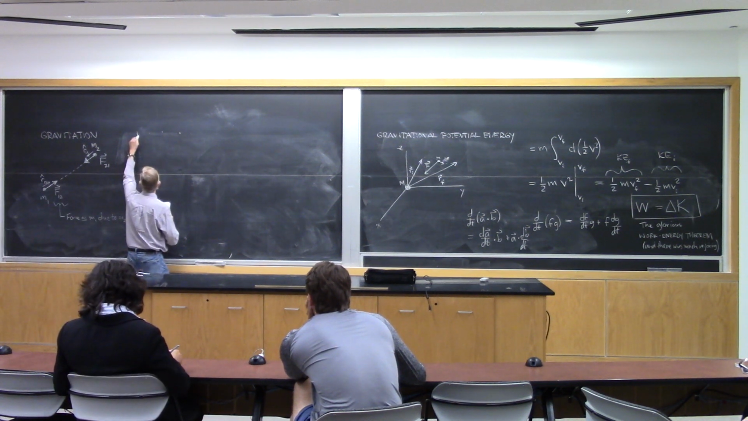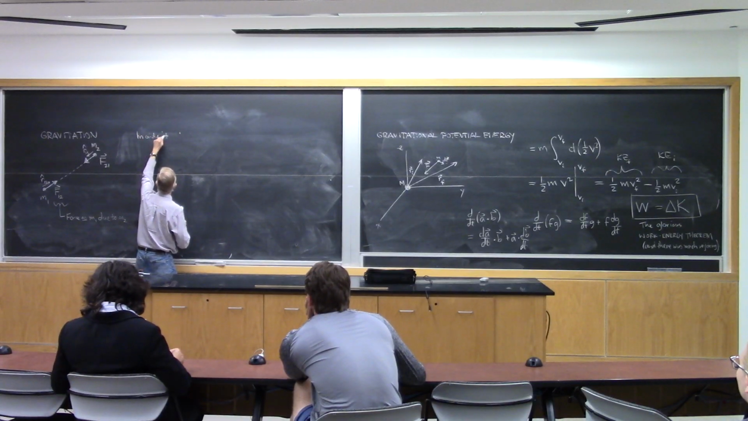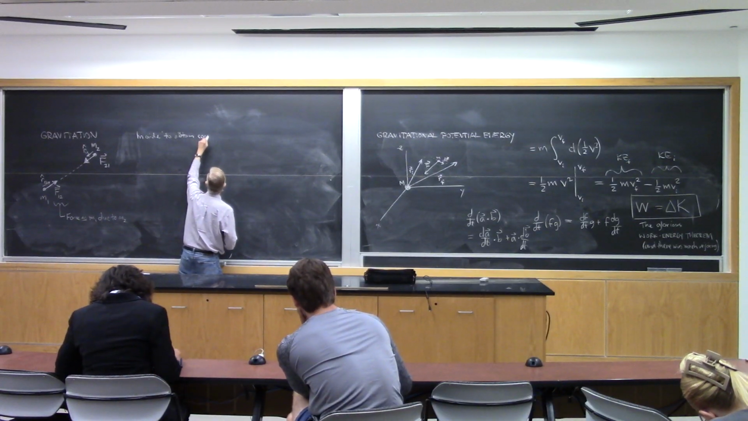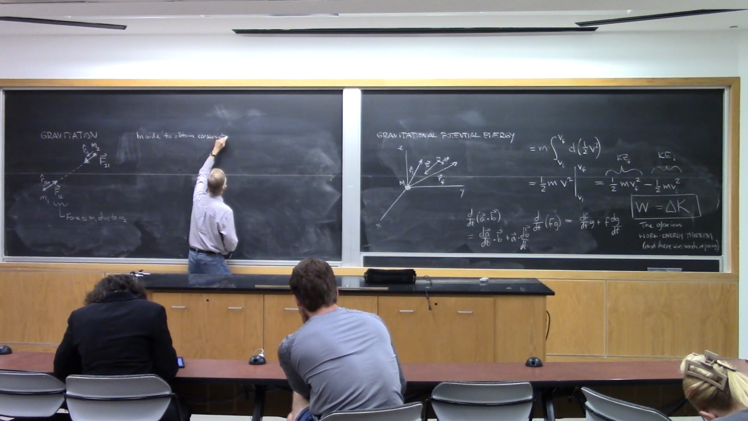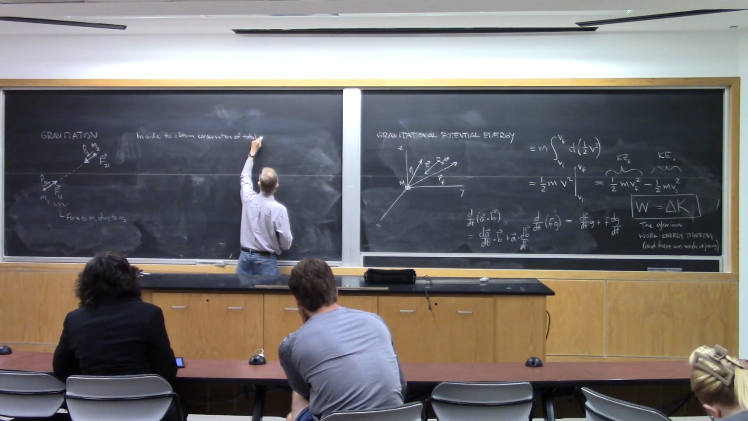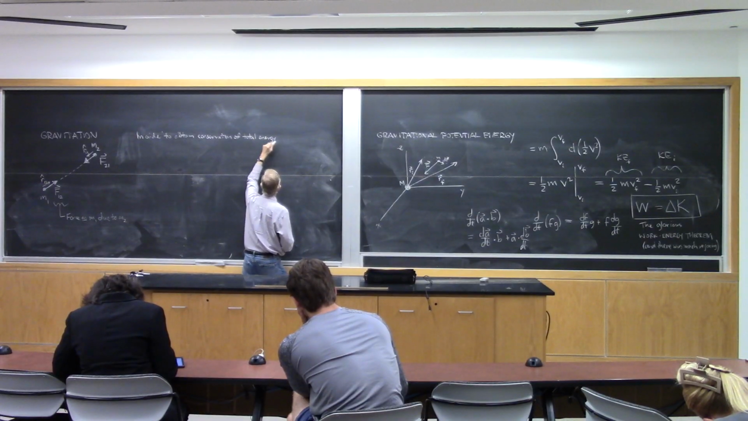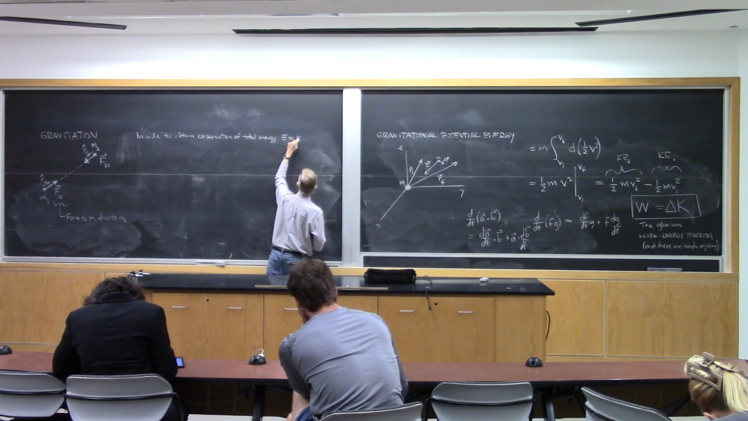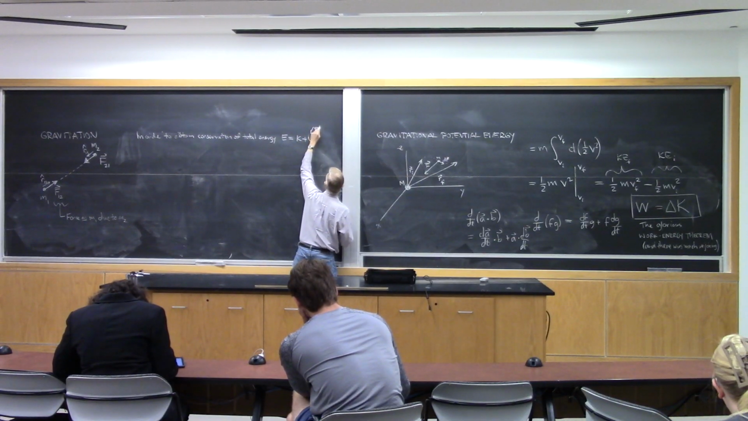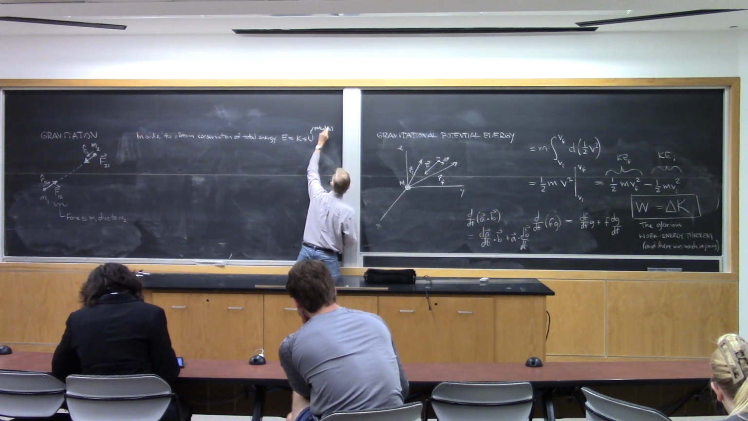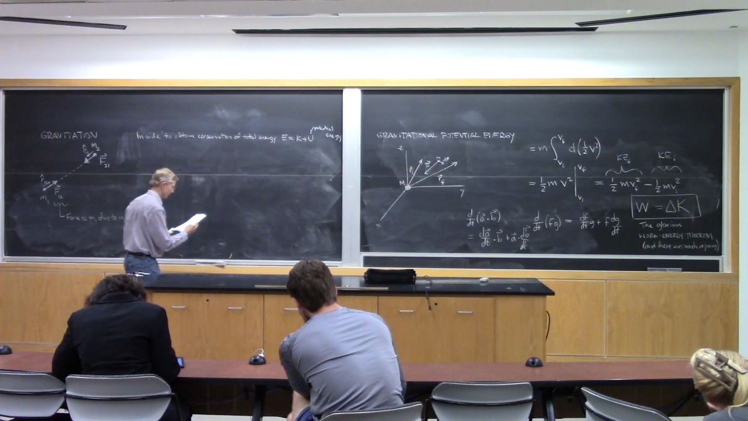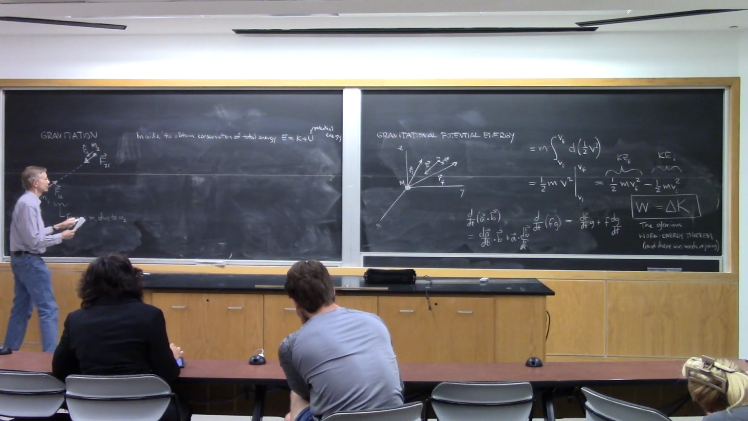In order to obtain conservation of total energy, E equals K plus U, where of course U is the potential energy, we define the change in the potential energy to be minus the work done on the particle.